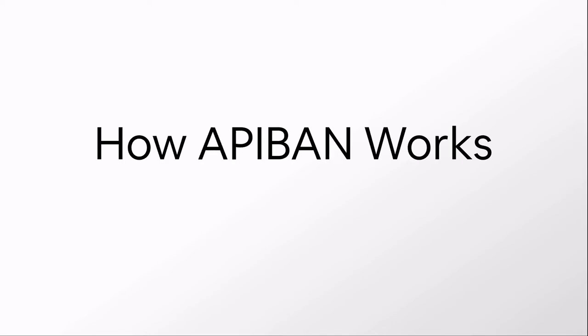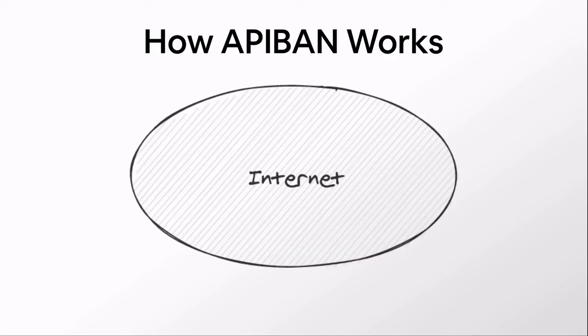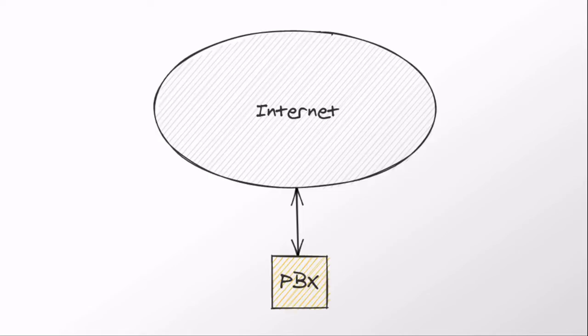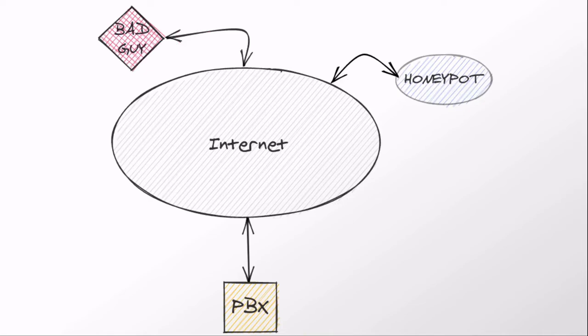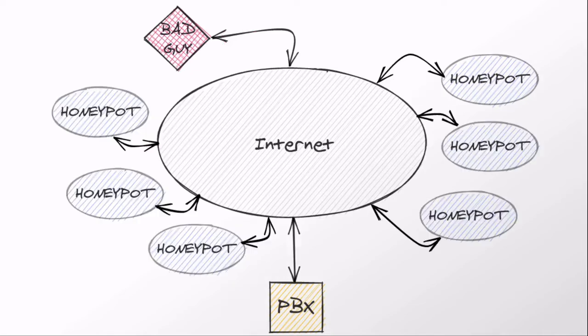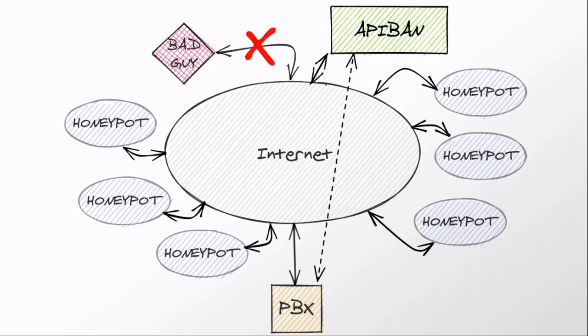Now, how does it work? The internet. What a wonderful, wonderful place. Our basic thought was that if you put a PBX on the internet, you're going to see unwanted SIP traffic. It's just a matter of time. Oh, look, there's one now. So with some honeypots that also get this traffic, and many, many more honeypots, we can collect and share this data so you can block these bad IPs before they hit you.